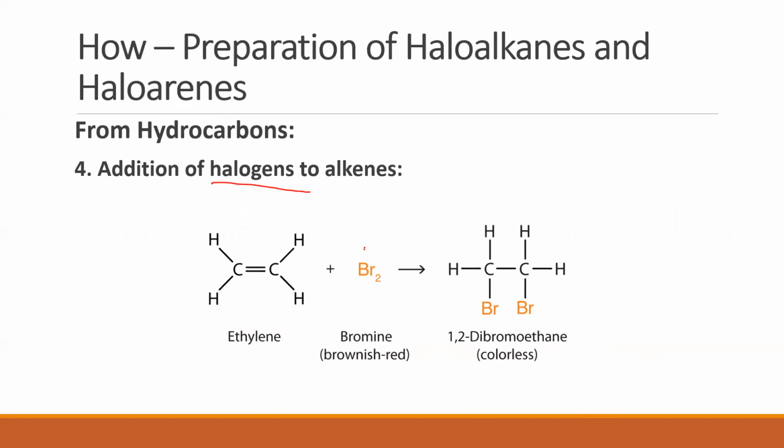So halogen will add. One bromine will add here, another bromine will add here, giving us 1,2-dibromoethane. Clear? 1,2-dibromoethane. I will not spend much on this reaction as well, because this is one more reaction that we studied in the last year.